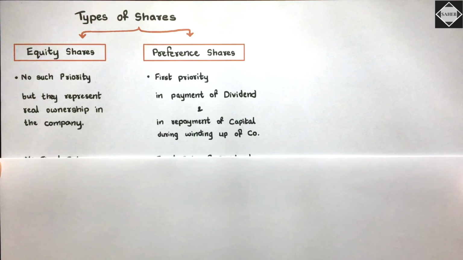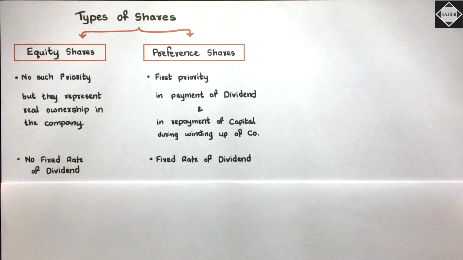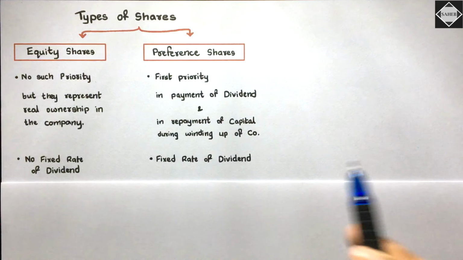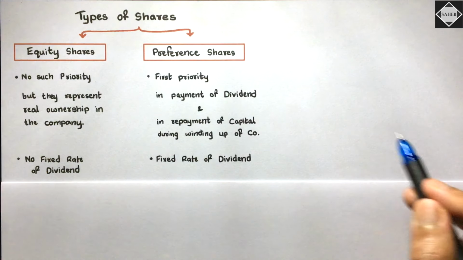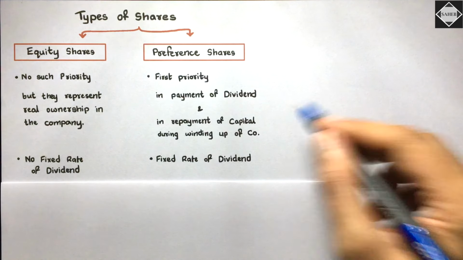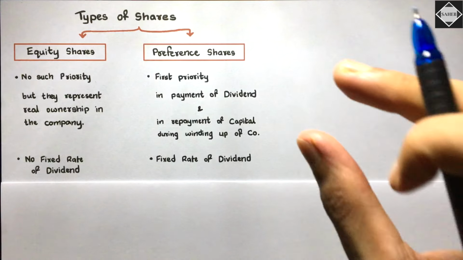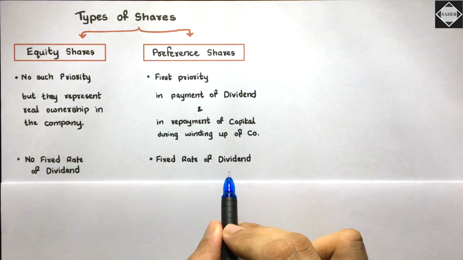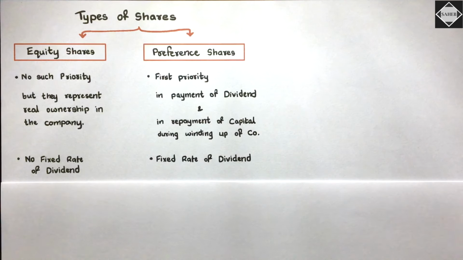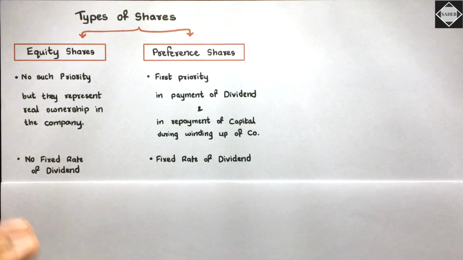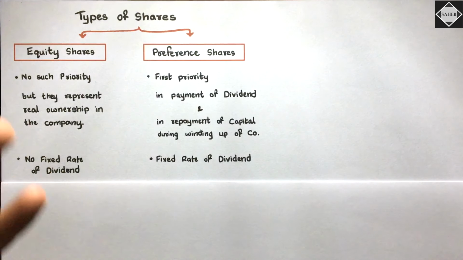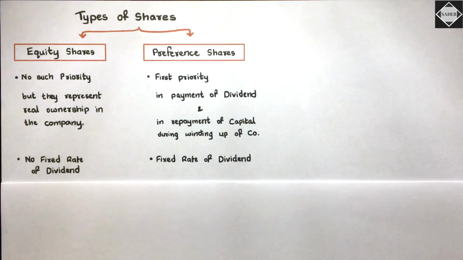Okay, right. And then the next thing you have to understand, there is fixed rate of dividend. If you see preference shares written anywhere, you will see there is a rate along with that. 10% preference shares, 7% preference shares, 8% preference shares. What is that rate? That rate is the fixed rate of dividend. They will get fixed rate of dividend, okay? But in equity shares, there is no such thing, no fixed rate of dividend. It can be low, it can be high, depending upon the profits that are there in the company in that particular year and the dividend policy.